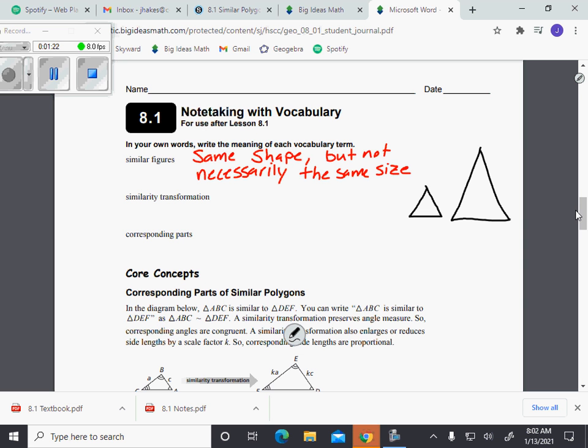Okay, to remain the same shape, they have to have the same angle measure, which means this angle measure has to be the same as that angle measure. This angle measure has to be the same as this angle measure. Okay, and so on. Those angles have to remain the same. Those are equal in angle measures if they are similar figures.